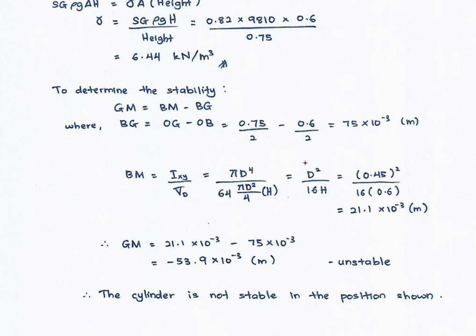If you calculate the value of BM here, it is equal to 21.1 times 10 to the power of minus 3. Then we could calculate the value of GM by this equation, BM minus BG. It gives us a negative value, which means that this orientation is unstable. So the answer is the cylinder is not stable in the position shown above.